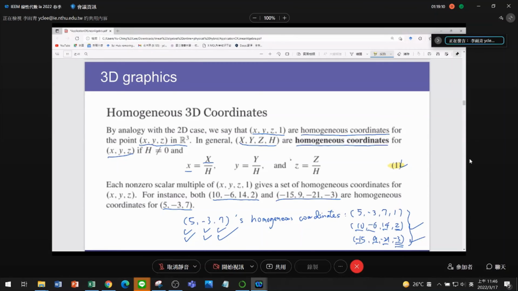I have the relationship: x equals capital X divided by H, y equals capital Y divided by H, and z equals capital Z divided by H, where the capital X, Y, and Z are the values in the homogeneous coordinates, and the lowercase x, y, and z are values from the original R3 space.